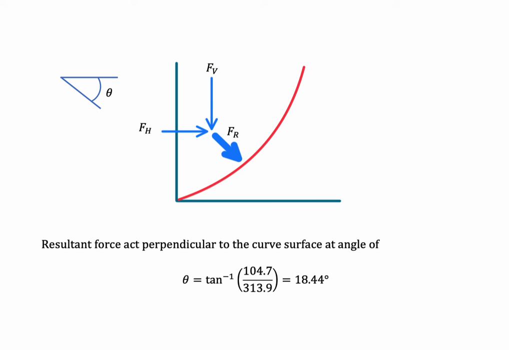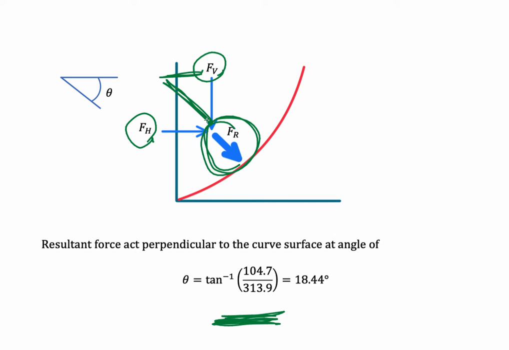So and then we could calculate the resultant force, or we could draw the diagram of the force like this one. So we have the vertical force like this, and then we have the horizontal force like this. The combination of vertical and horizontal force will give us the resultant force like this one. And then we could determine the angle of the resultant force by calculating the tangent. By calculating the tangent, we get the angle is 18.44 degrees. So the angle is at this point.